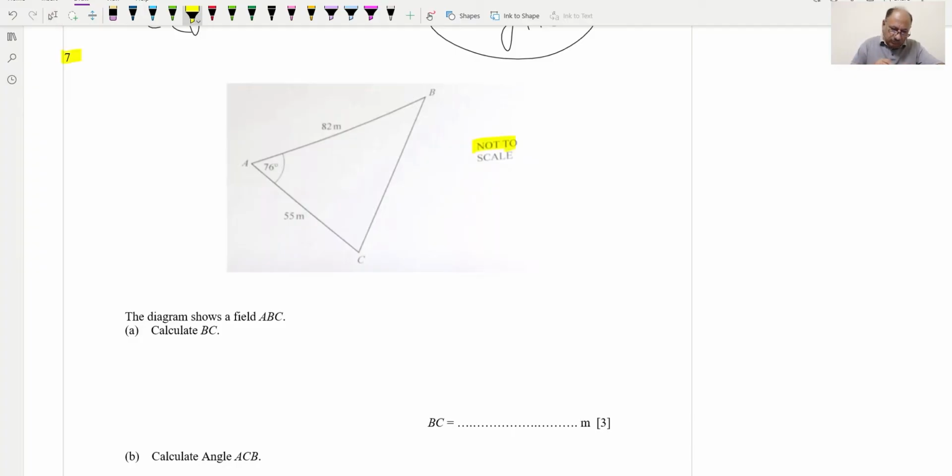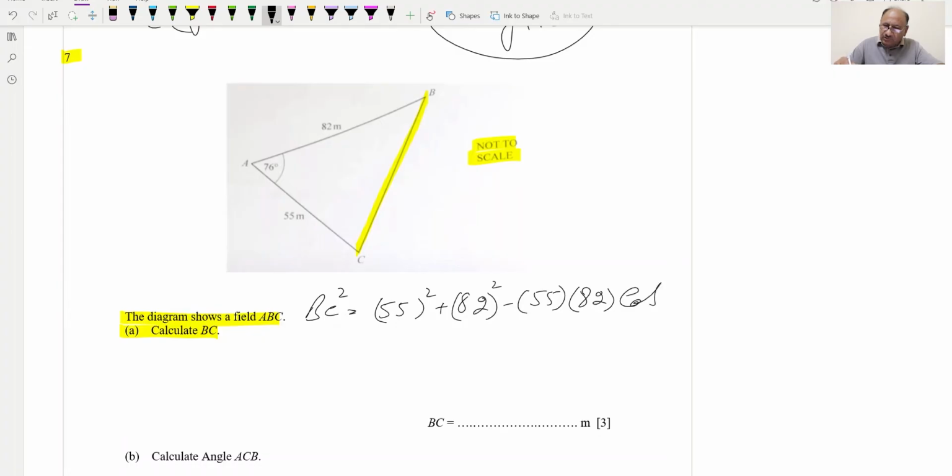The diagram shows a field ABC. Calculate BC, and BC is this side. We know we can use the cosine rule, and BC squared will be equal to the other two sides squared, so 55 squared plus 82 squared, minus one side into the other side, and cos of theta, which is 76 degrees.